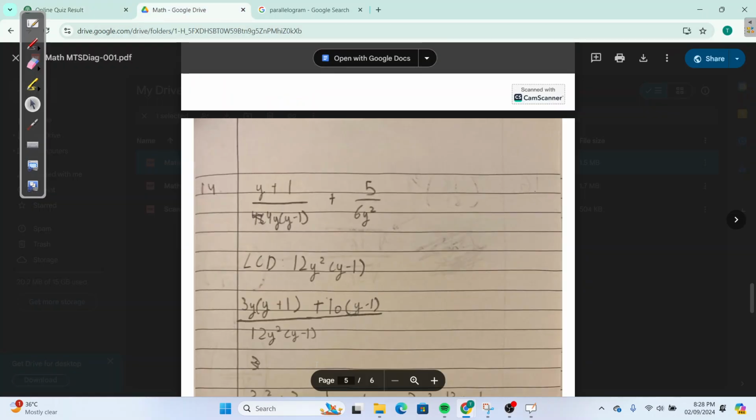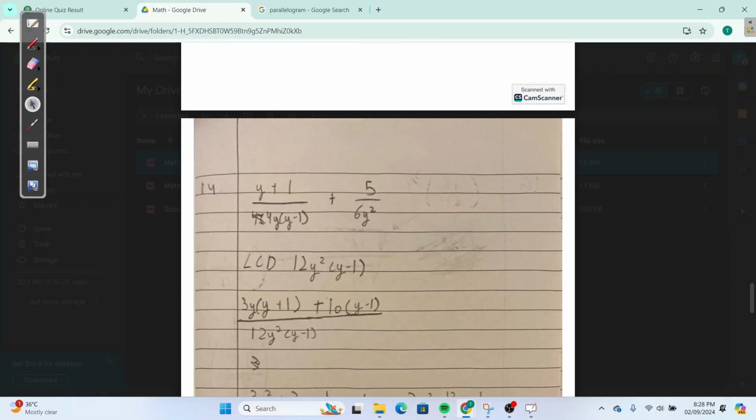So now we're on the addition of the fractions. y plus 1 over 4y into y minus 1 plus 5 over 6y squared.